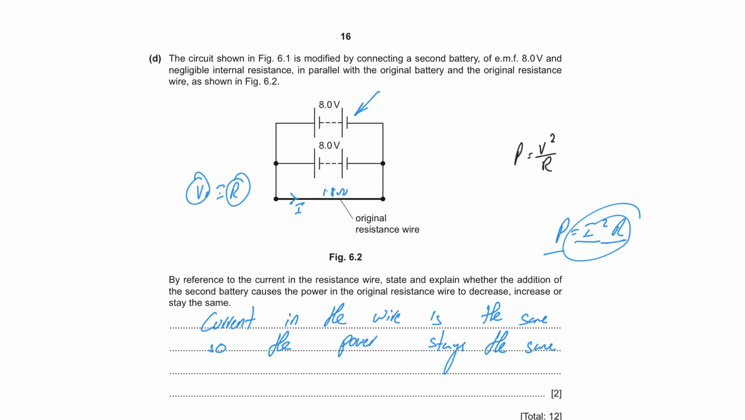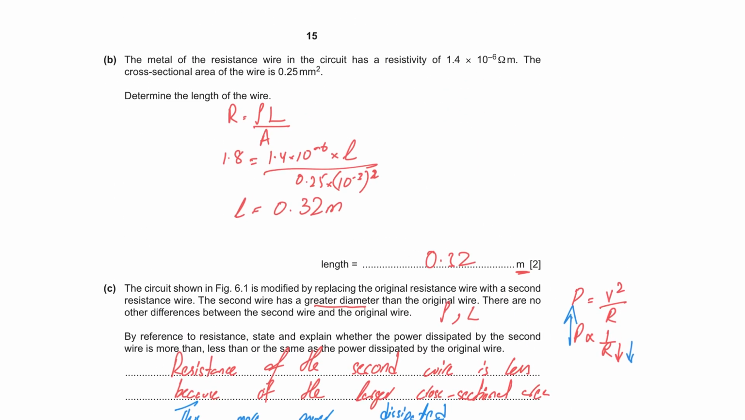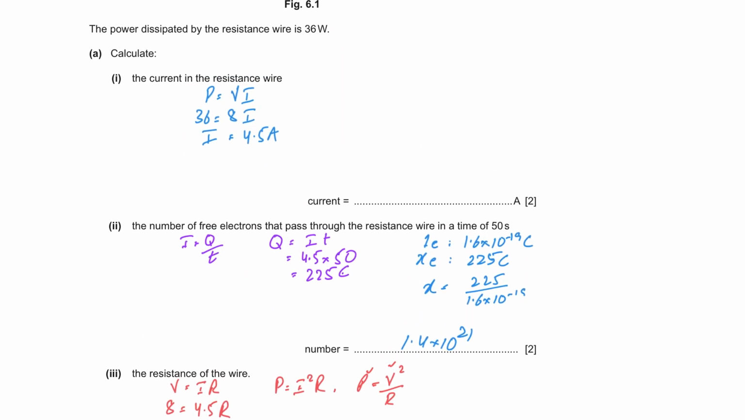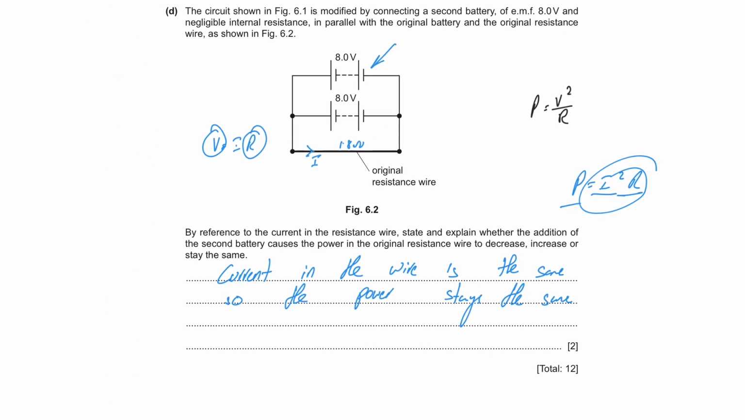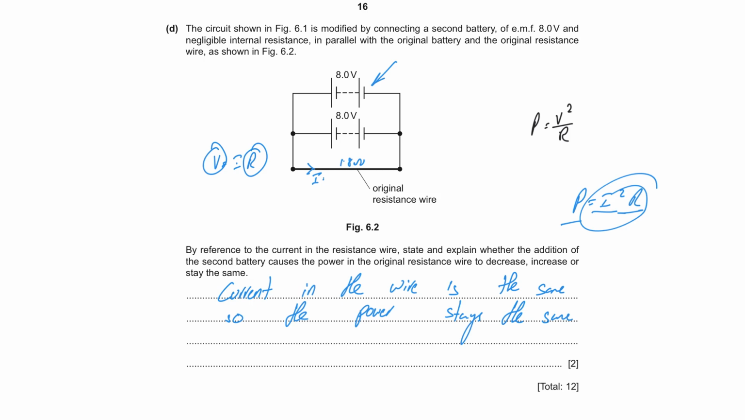Now the difference here is the current, which originally was, what was the current? The current originally was 4.5 amperes, and it's still 4.5 amperes. In the original case, where you had one battery, that battery provided 4.5 amperes. In this case, because you've got two batteries, each battery provides half of that. So you get 2.25 amperes from this battery, you get 2.25 amperes from this battery, and the resistance wire still gets 4.5 amperes. No change to that.